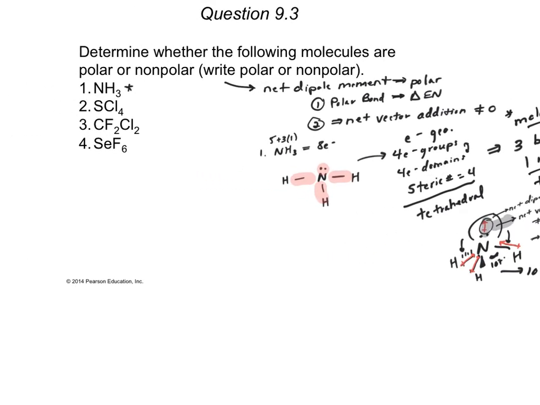Okay, so go ahead and try the last three of these. Come back for the answer. Again, I would just stress that these bonds and the overall molecular geometry need to be symmetric for you to have a net vector addition equal to zero, right? So it's a perfectly symmetric molecule. Everything's going to cancel out. You'll have a net vector addition equal to zero. You'll have a nonpolar molecule. If it's not perfectly symmetric, you will tend to have polarity in that molecule. So go ahead and try these and then come back for the answer.